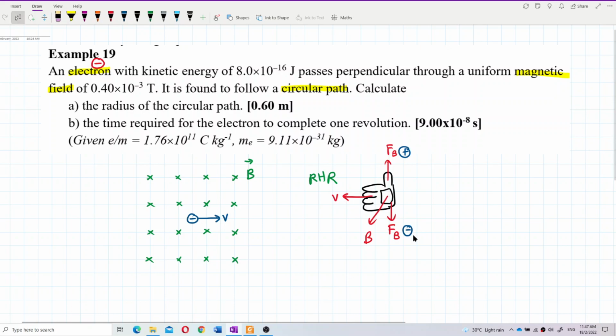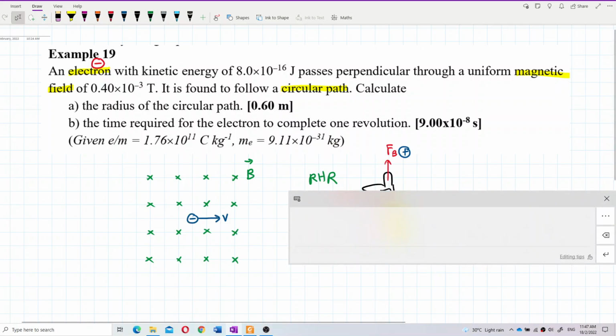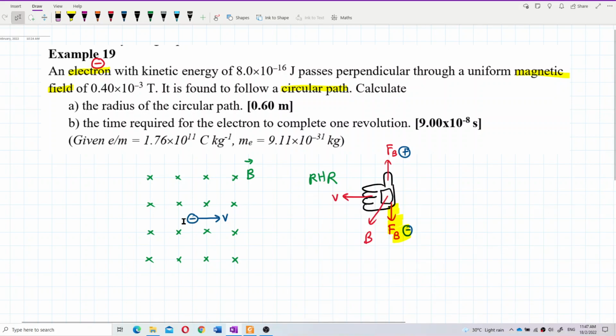Yeah, we use this one. After I use this hand, I can find the direction of the magnetic force acting on the electron. I won't show it here because I already taught you in the previous video how to determine the direction of magnetic force for a moving charged particle in a magnetic field. So this one I just draw straight away.